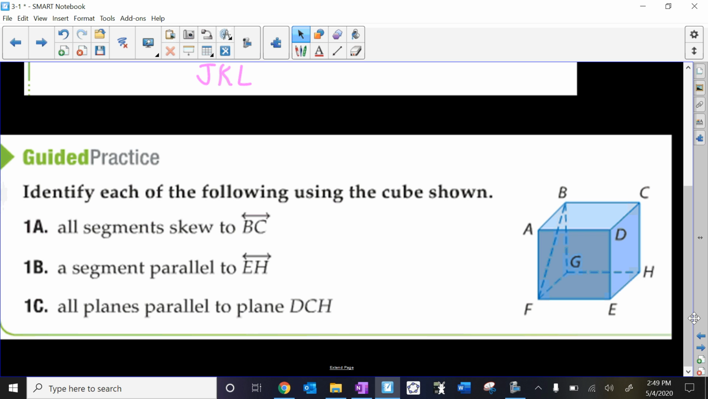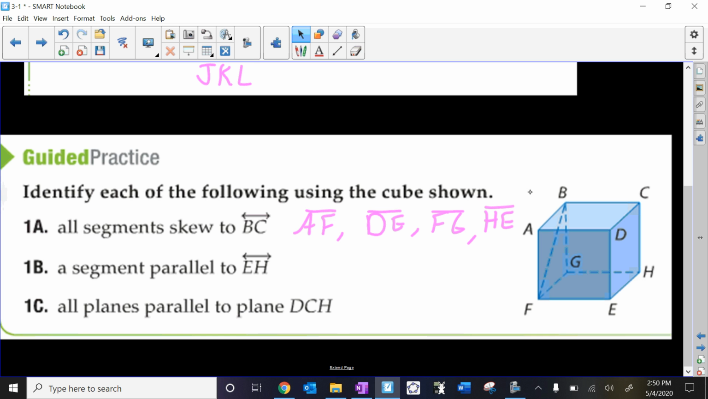We're going to look at now all segments that are skew to BC. There are four of them. Okay, one of them is going to be this one here in front, AF. That's going to be skew to BC. Notice it's on a different plane, not intersecting, not parallel. Another one, pretty close to it, is DE. Another segment that's going to be skew to BC is going to be FG down here at the bottom. And then finally, last one would be HE. Those would all be skew to BC.